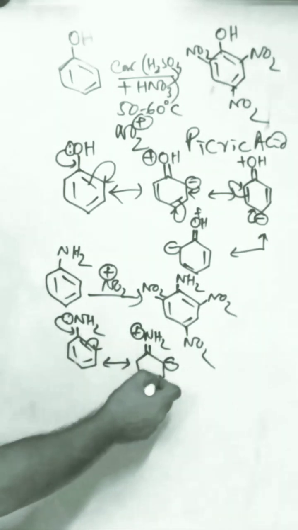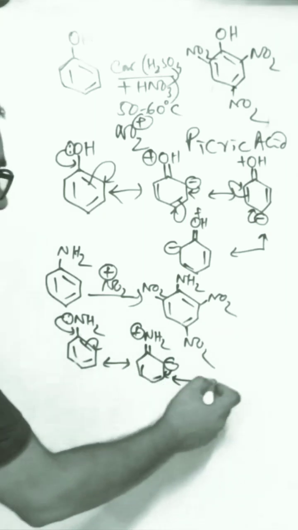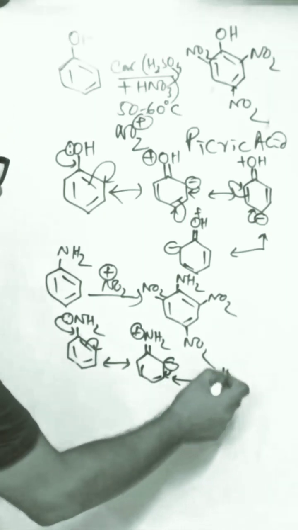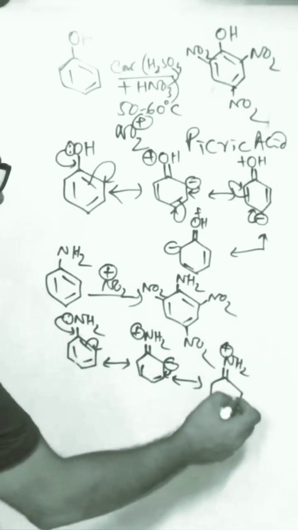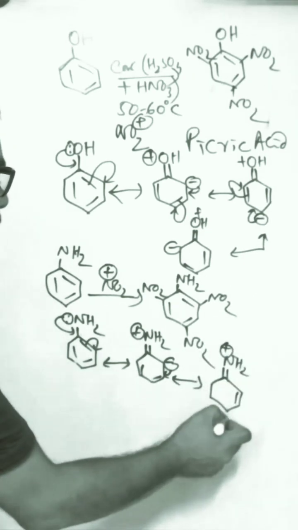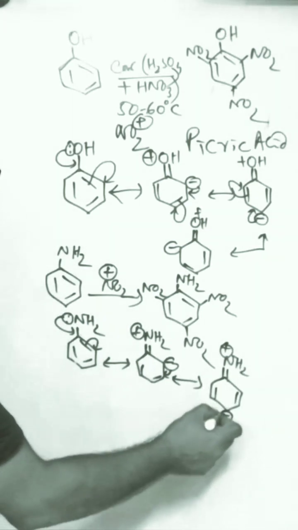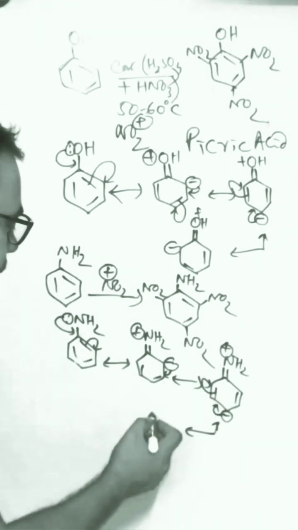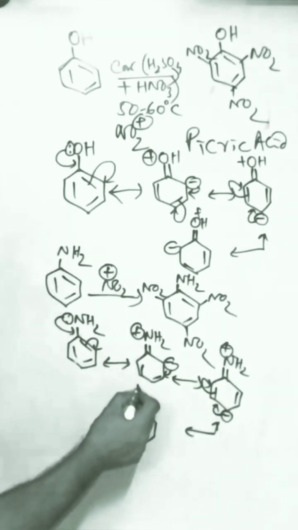A pi bond. Similarly, another resonating structure forms, as we have seen in the case of phenol. The same thing happens here: a double bond, negative charge, double bond. Again the negative charge converts into a double bond, which converts into a negative charge, to form another resonating structure.